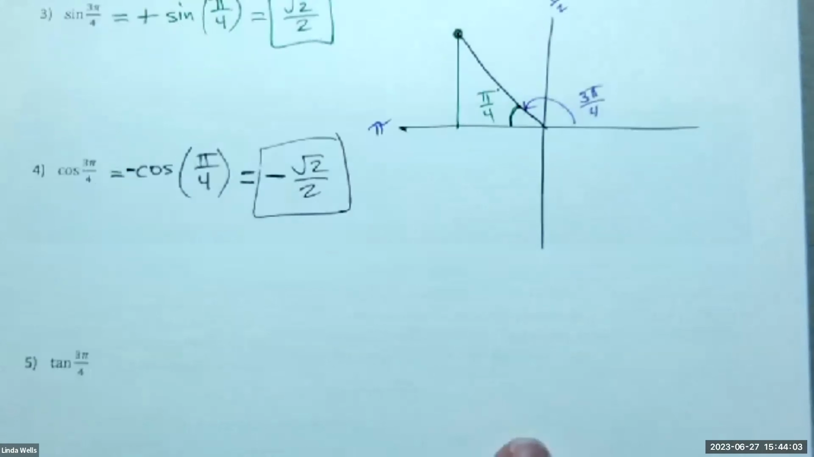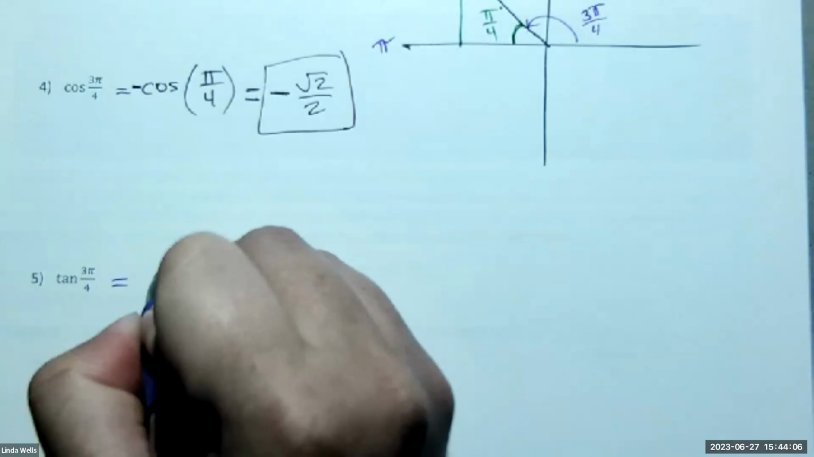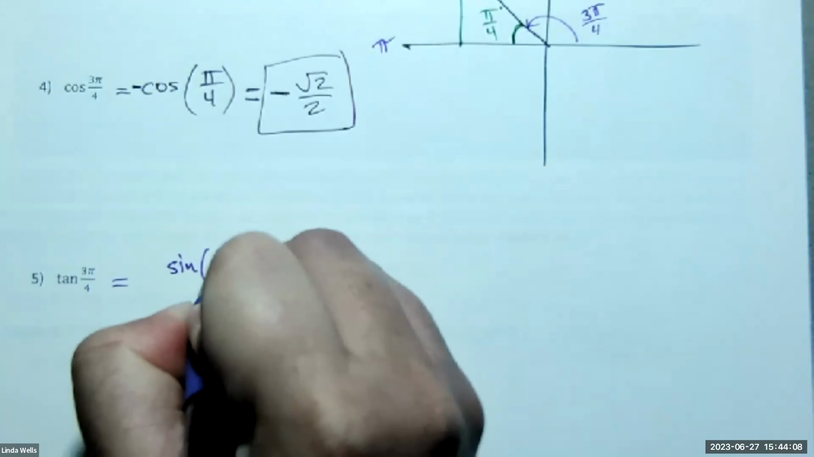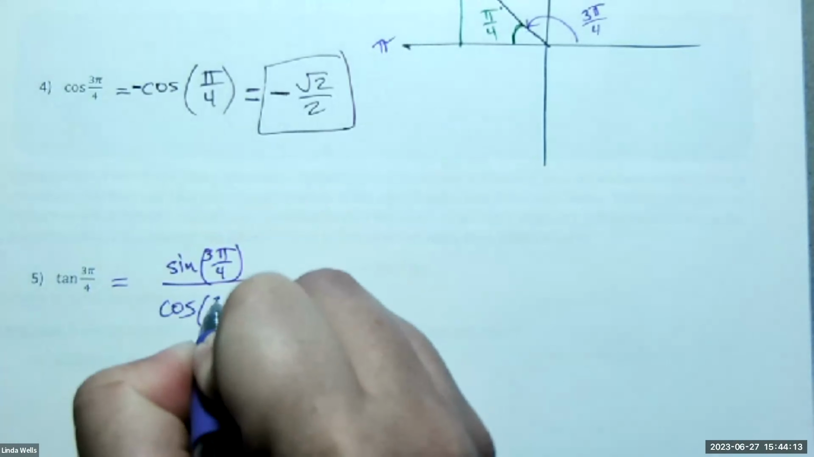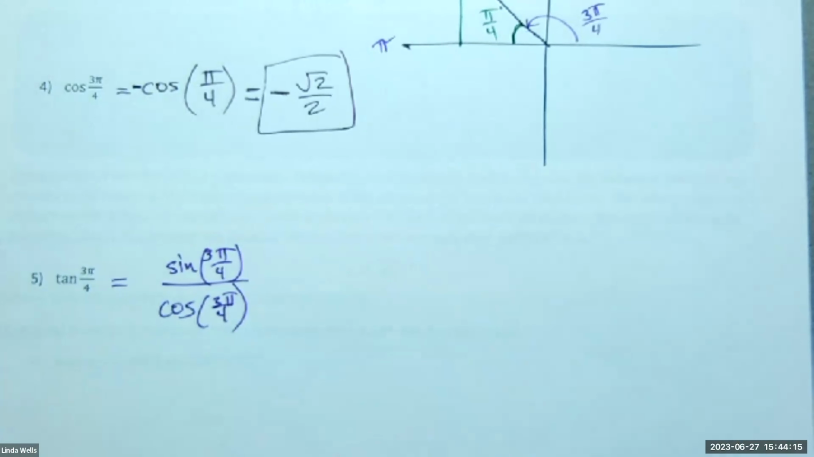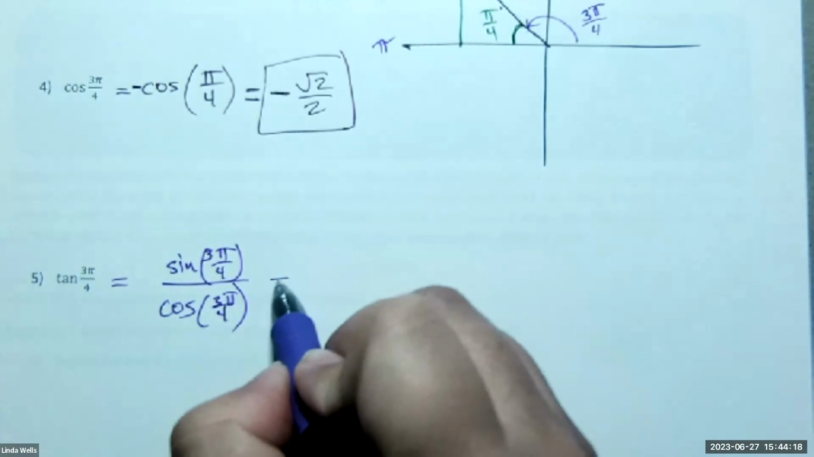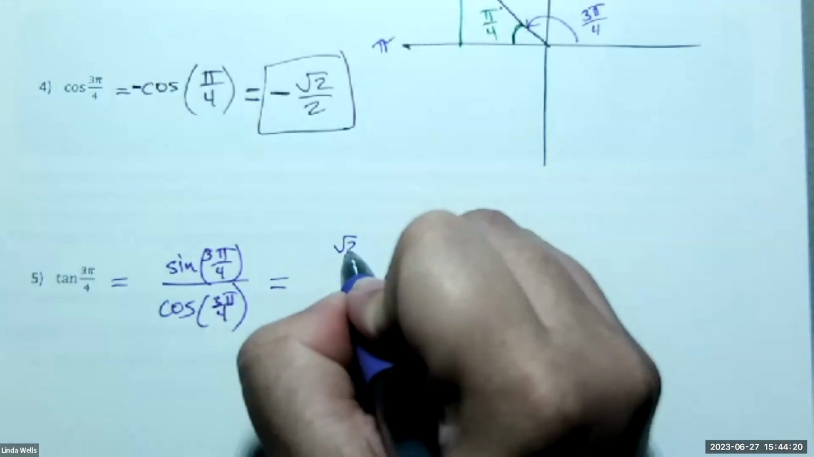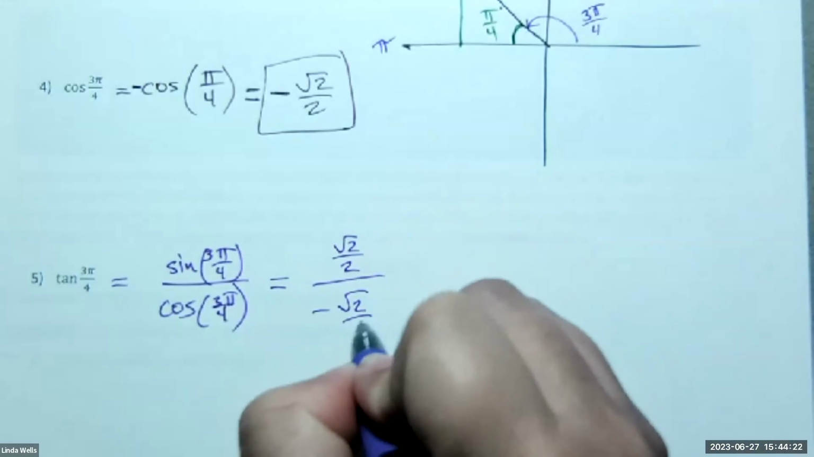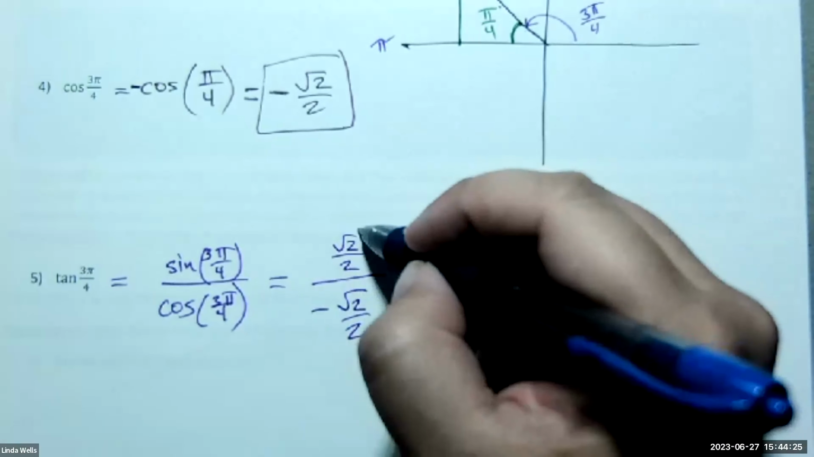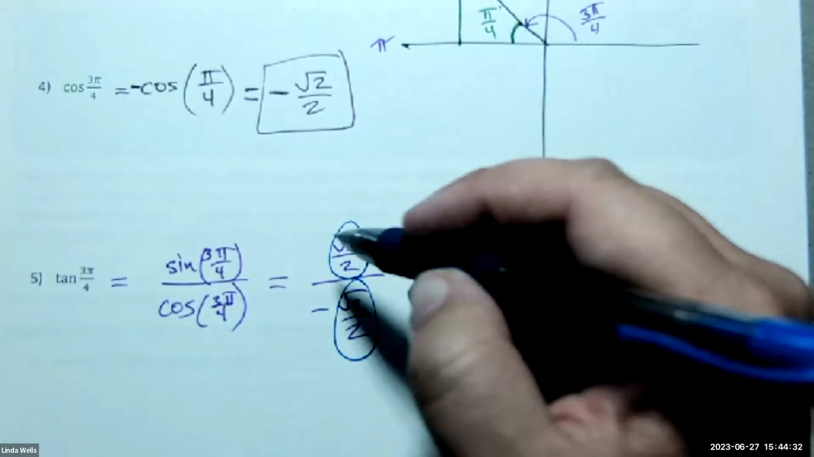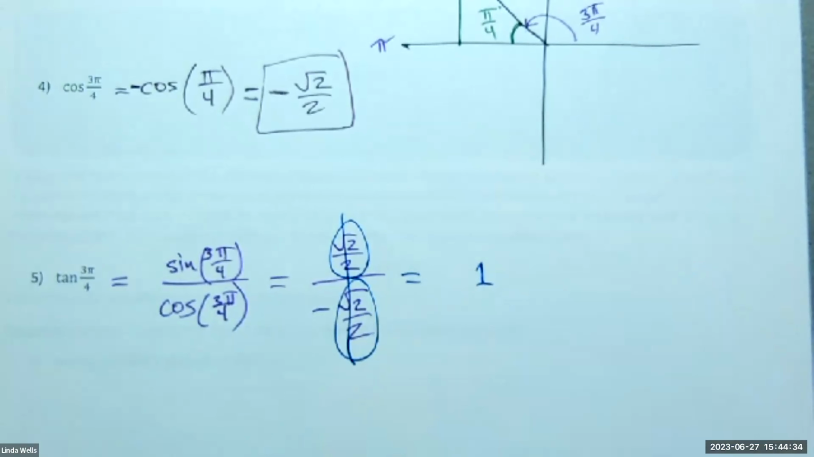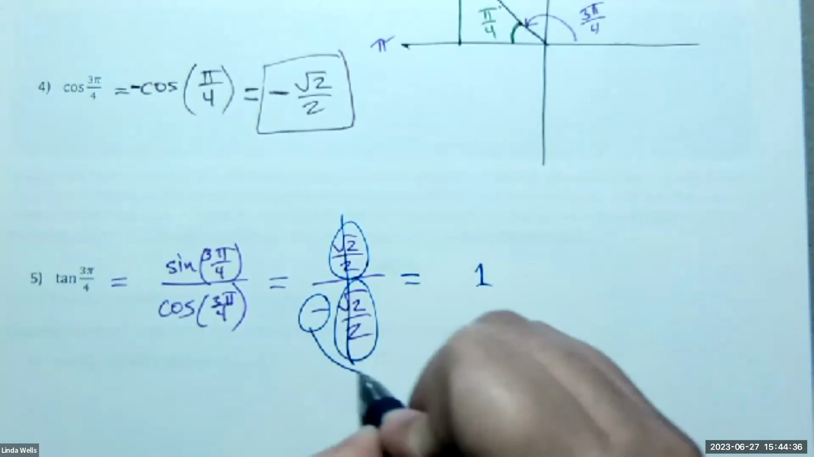How do we find tangent? Divide them, yep. Good. But no, what do you notice? We have square root of 2 over 2 divided by negative square root of 2 over 2. These two are the same, so what happens? They cancel out and you get just one. Oh yeah, the negative sign, you can't lose that.